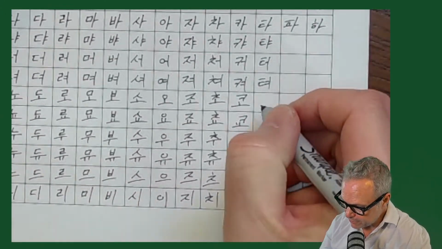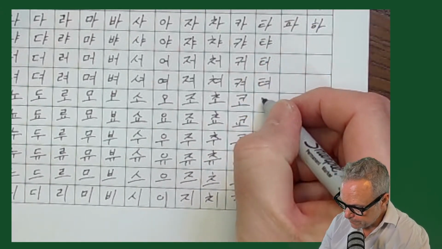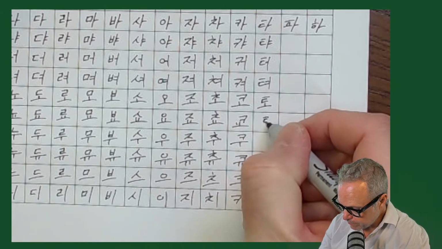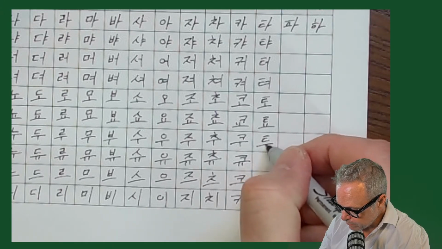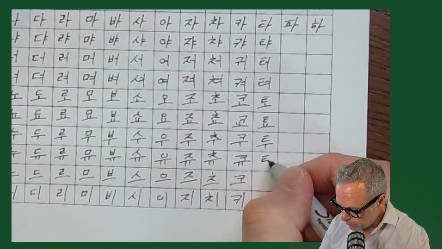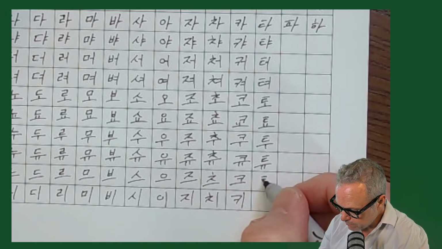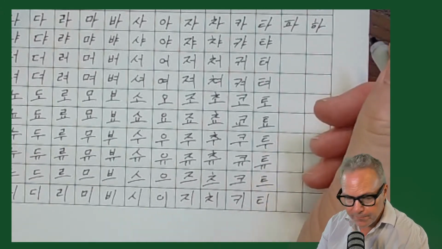All right, we're almost at the end of our chart. Ta, tya, to, tyo, tu, tyu, ti.